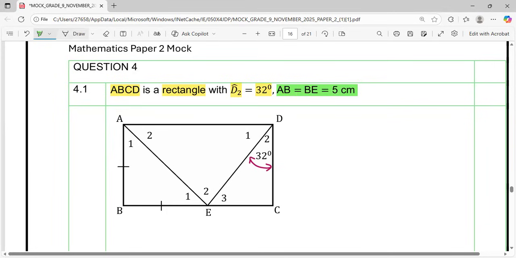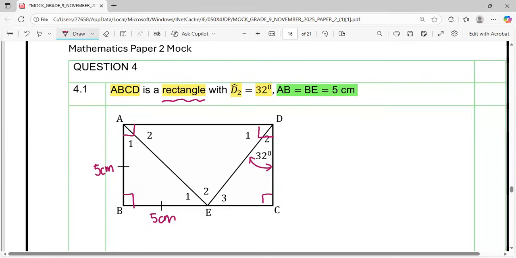So AB is this side here. They're saying this side is 5 centimeters. They're saying that side is also 5 centimeters. Right? So before we even go to the questions, let us remember a rectangle. It means that each corner is equal to 90 degrees. That is how a rectangle is all the time.